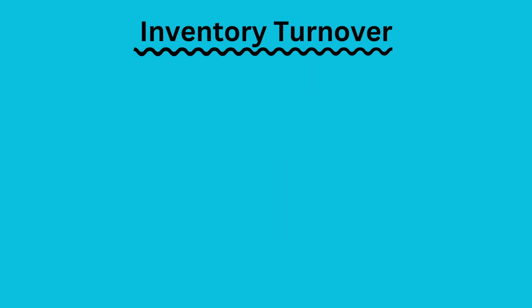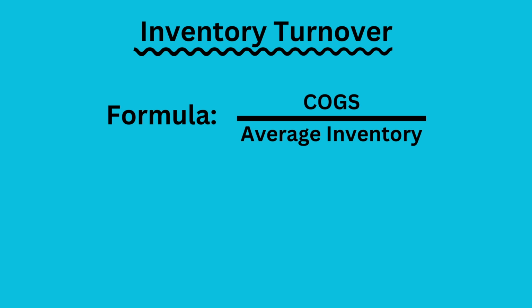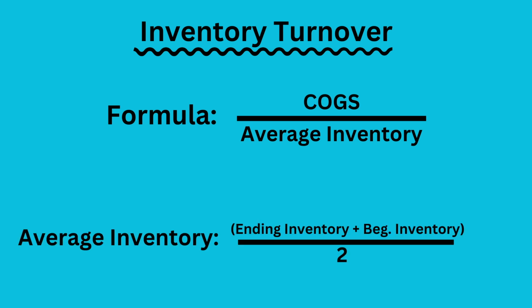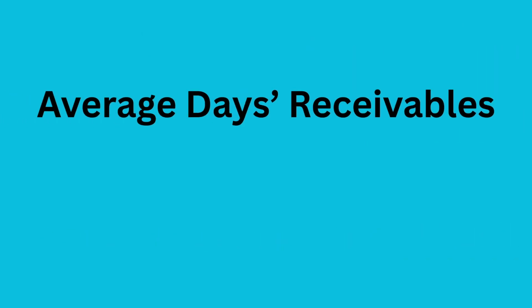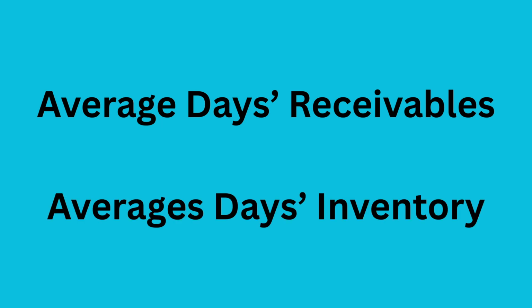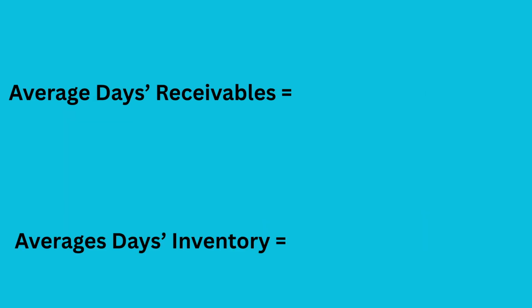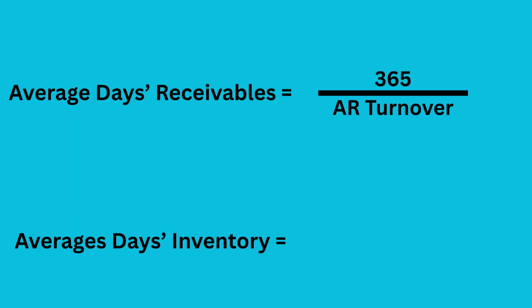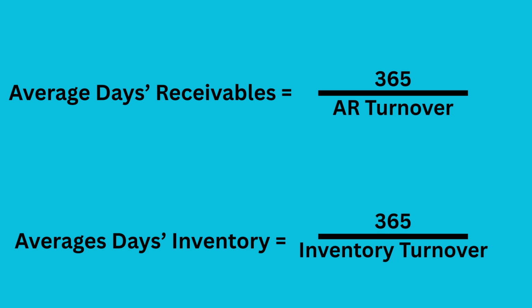Similarly, to find inventory turnover, we divide our cost of goods sold by our average inventory, which is the ending inventory plus our beginning inventory divided by 2. It can also be helpful to convert these amounts into average days, like average days to collect receivables or average days to sell inventory. To do this, just take 365 divided by the accounts receivable turnover or the inventory turnover. This provides tangible measures of your operational efficiency, showing you just how effectively you're managing cash flow in day-to-day business.